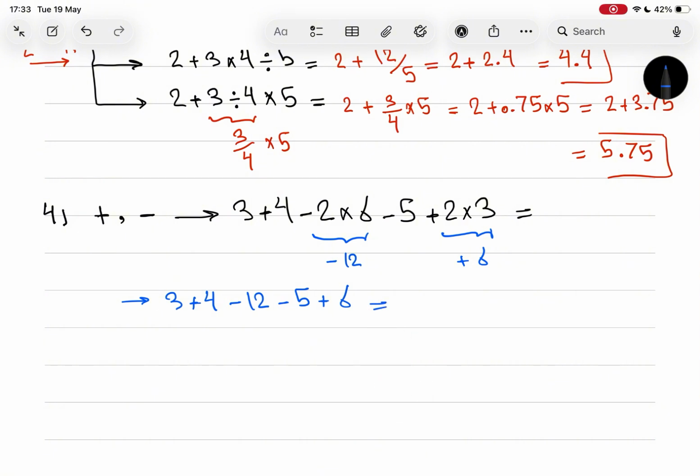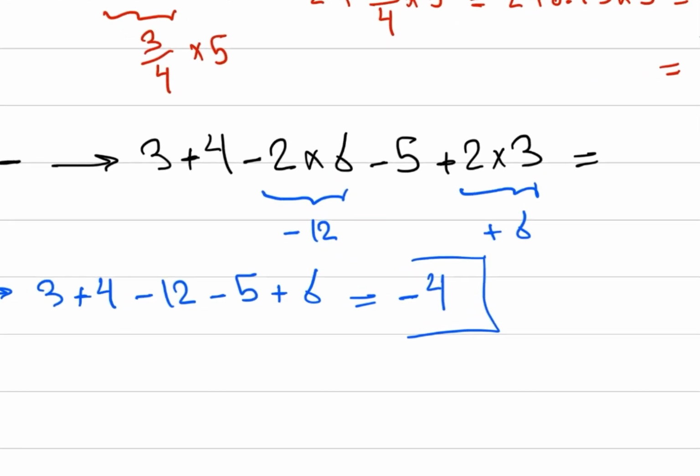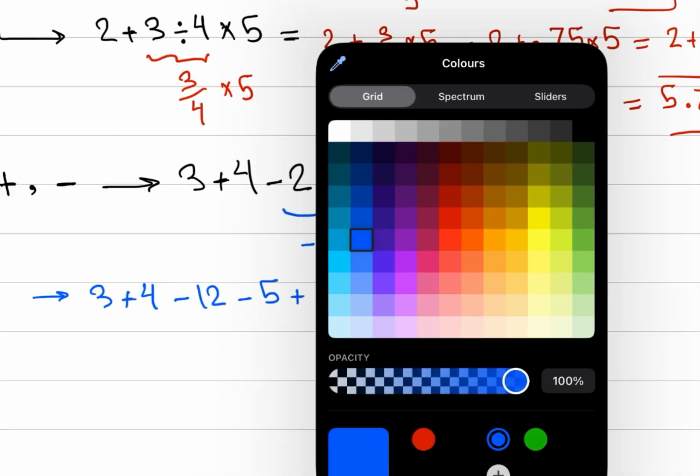Now, we solve step by step. 3 plus 4 equals 7. 7 minus 12 equals -5. -5 minus 5 equals -10. And -10 plus 6 equals -4. So, the final answer is -4. Now let's solve a more comprehensive example to conclude this lesson.